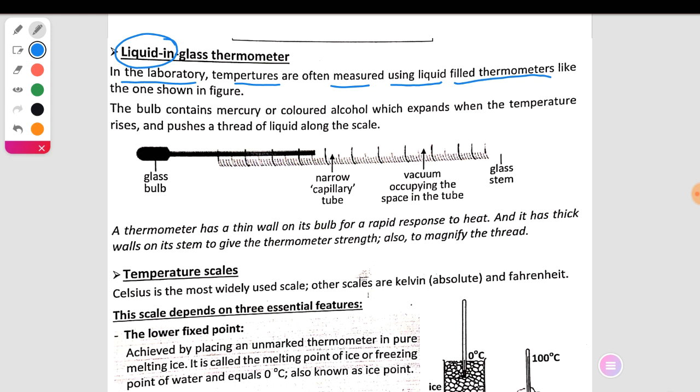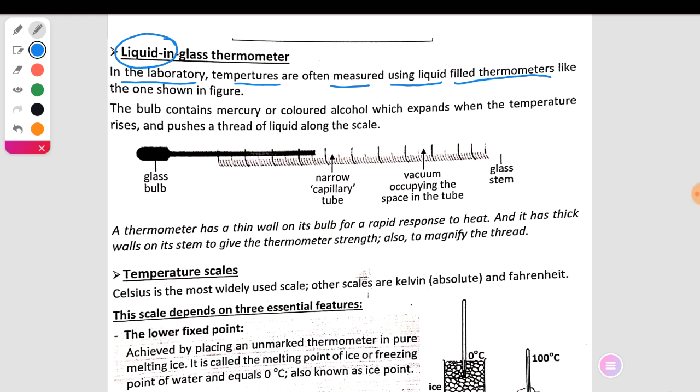Water cannot be used. Because it is a transparent material, it is difficult to observe the temperature using water. And water makes sweating on the internal wall. So we need to use a liquid like mercury or colored alcohol.